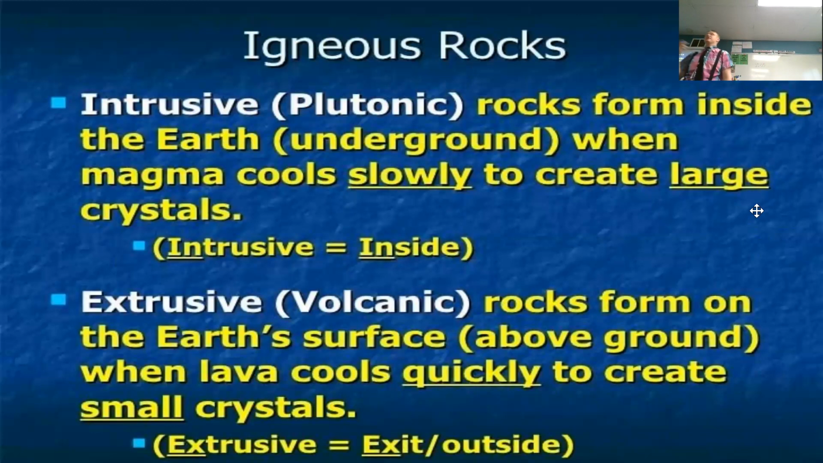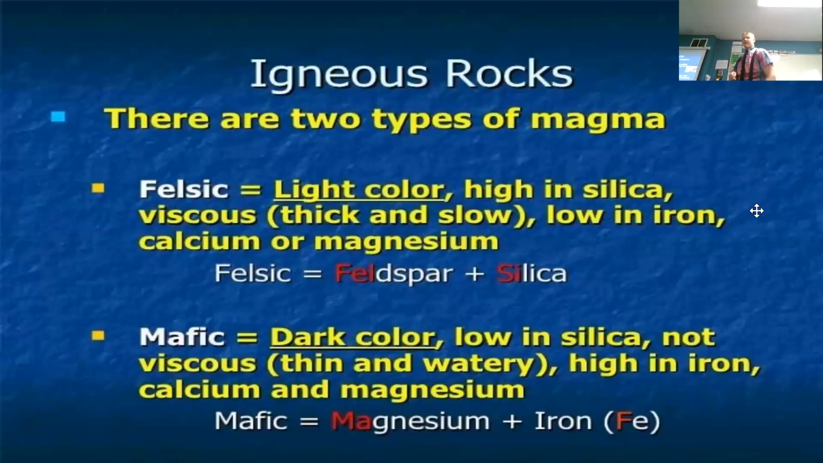What is that referring to? The Earth. Intrusive rock is inside the Earth. Extrusive rock, outside of the Earth. So that is all you need for this one. Those are the key things that I want from this slide. We've pretty much written down all the rest on different slides. Intrusive, inside, extrusive, exit, outside. There's only two things you had to write down on that one.